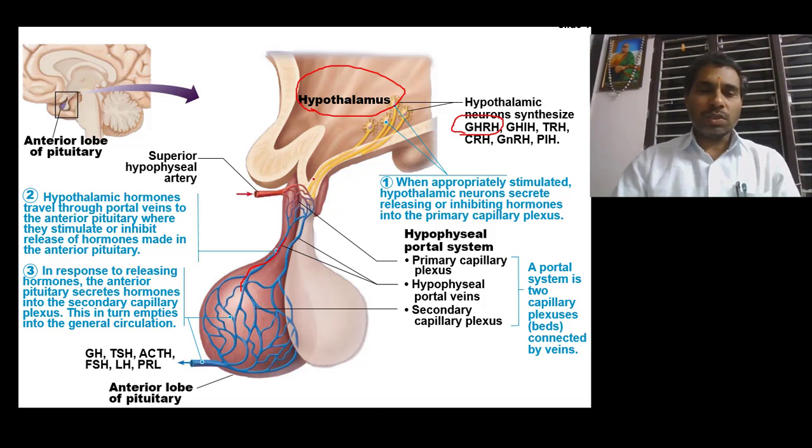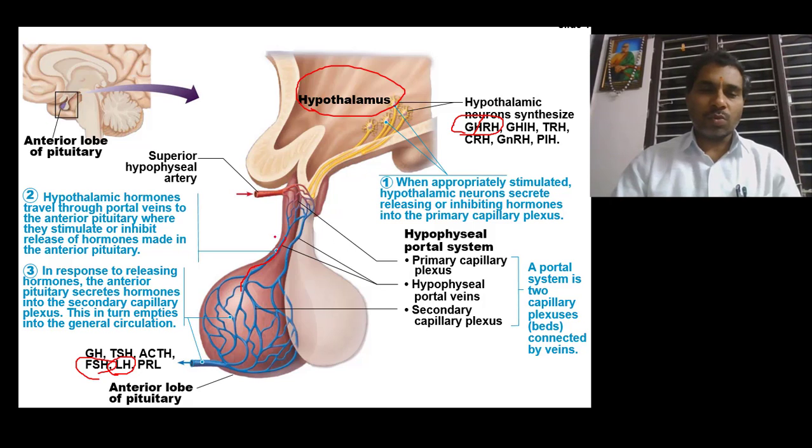These releasing hormones are secreted into the anterior pituitary, and then the anterior pituitary cells secrete or synthesize the other hormones. For example, from the hypothalamus, the gonadotropin releasing hormone is secreted into the anterior pituitary, and that releasing hormone stimulates the cells, and those cells secrete the hormones FSH and LH.